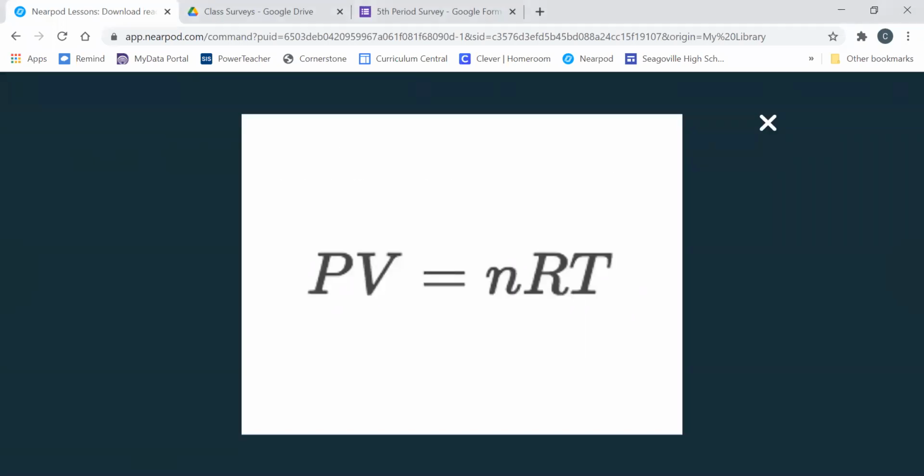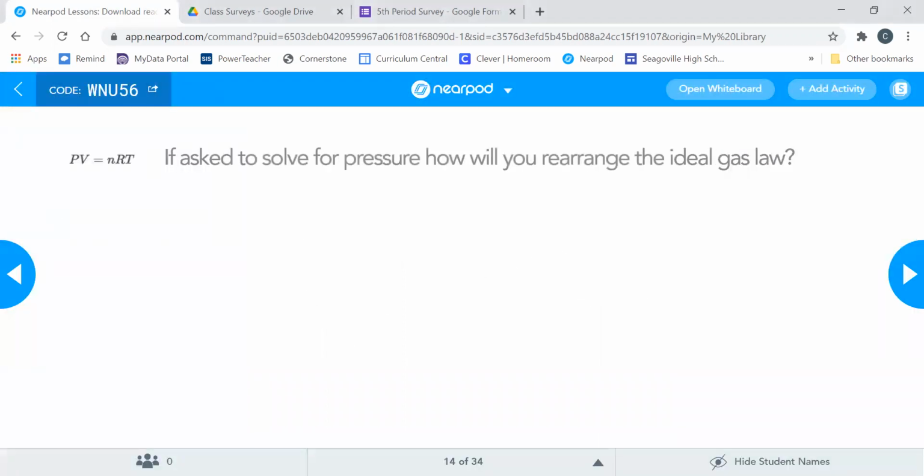This one is asking to solve for P. I don't move this side, I just move the V, and the only way I can move it, if it's being multiplied by each other, is dividing. But we do need to learn how to do this. If you're still having problems in how to do this, then we need to come to tutoring as soon as possible. So the equation for this one will be P equals nRT divided by V. So that will be how to solve for pressure.